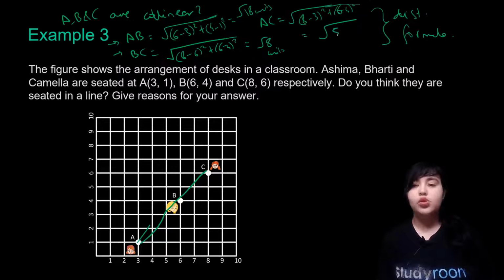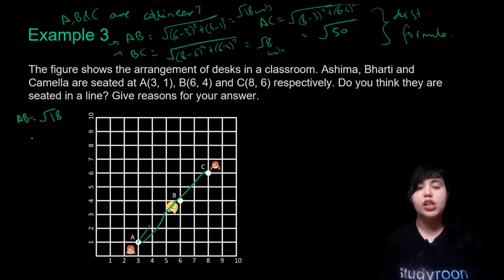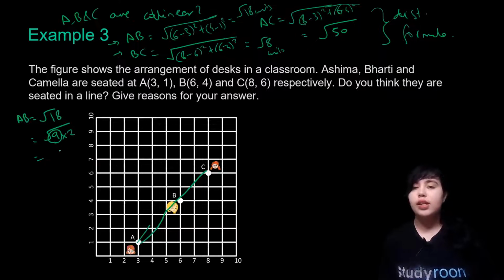So this is going to be root 50. Now further I can take 9 common over here. Okay, so I am getting AB as root 18. So I can write this as under root of 9 into 2. I can pull out this 9, then it will become 3. So it will become 3 root 2 units.